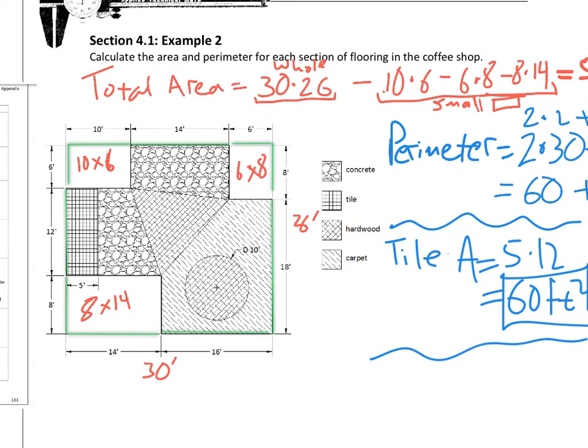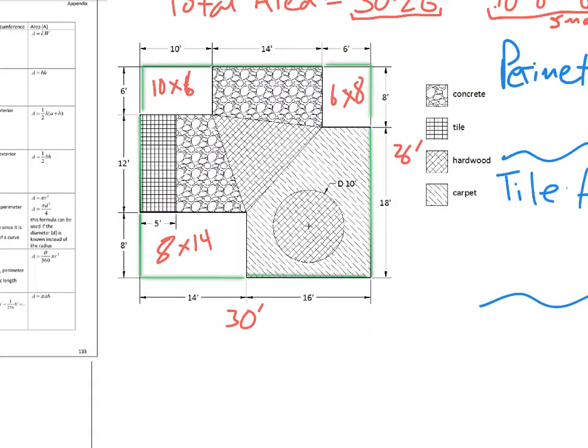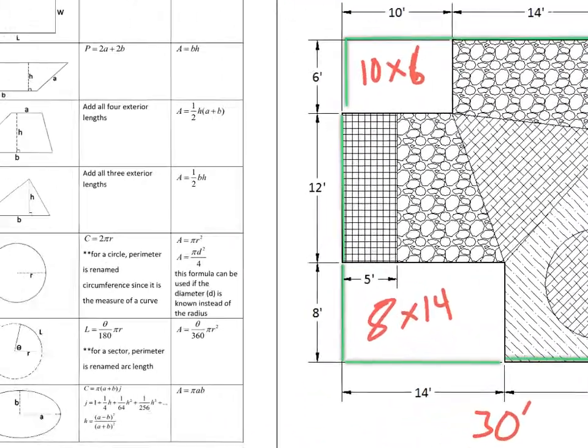Let's go for some concrete. Concrete is the hatch or the texture that looks like this. They've got these two shapes, and these are trapezoids. So for concrete, we have trapezoids. How do we find the area of a trapezoid? Let's go to our formula sheet here.